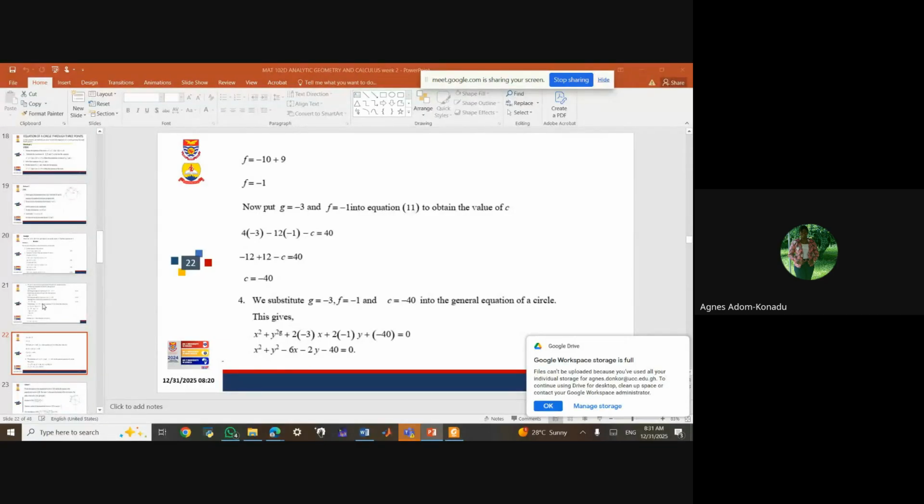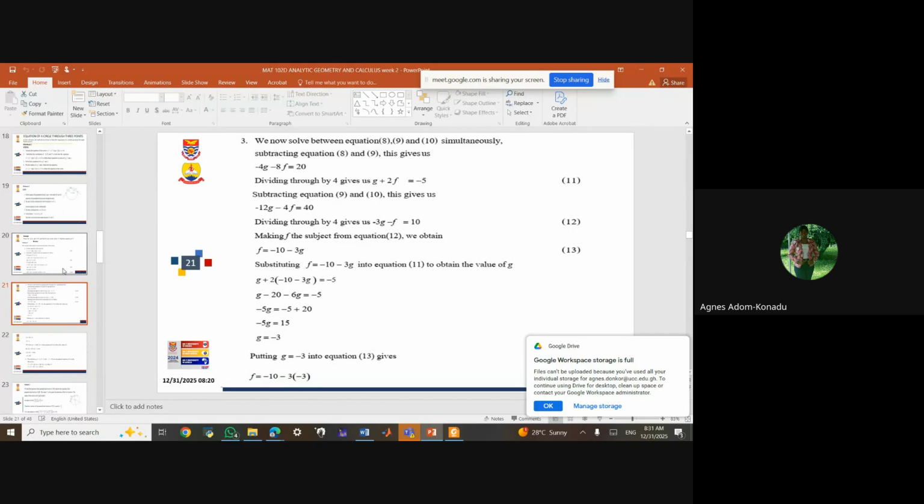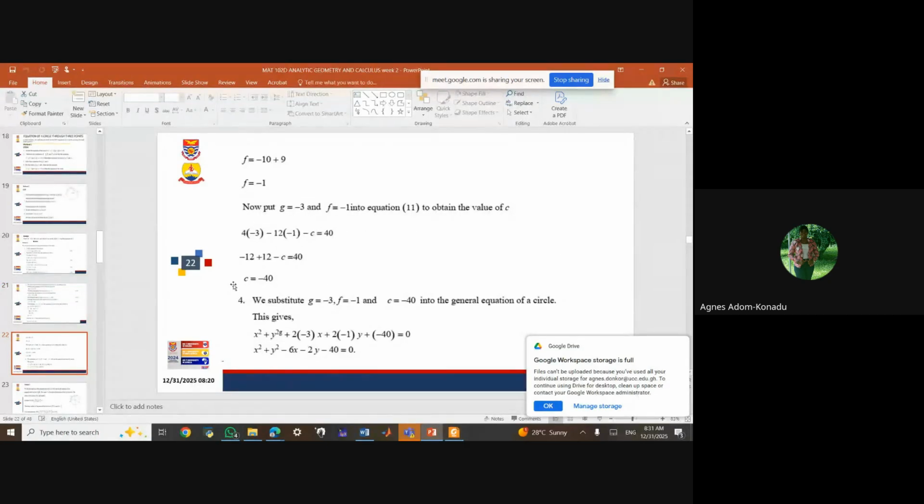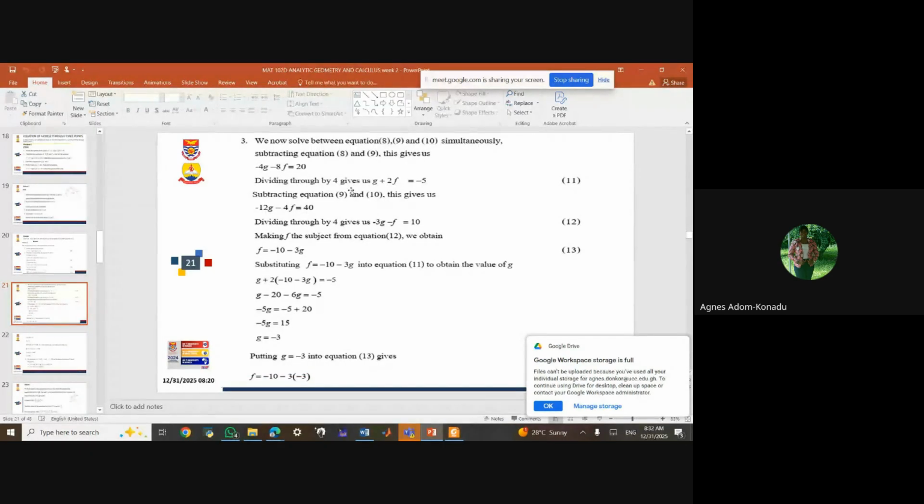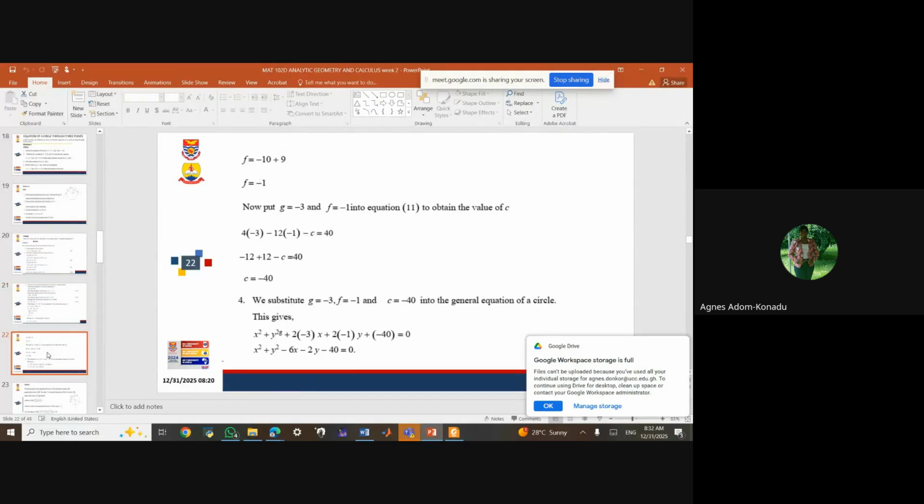So when you substitute it, where is equation 11? Okay, so this is equation 11. I think there's a problem with it because I cannot find C. I think there should be C somewhere. So please, you can take your time to solve. But when you substitute and simplify, you're going to get your C to be negative 40. So we have J to be negative 3, F to be minus 1, and C to be negative 40.